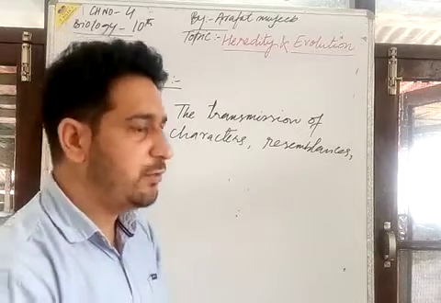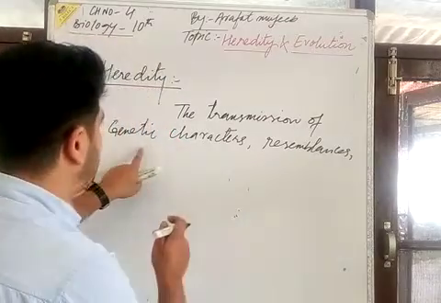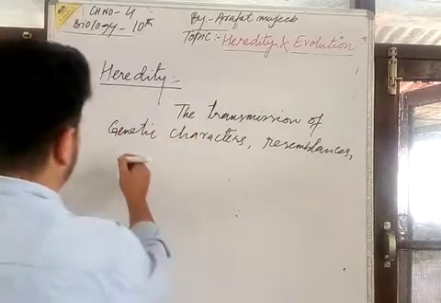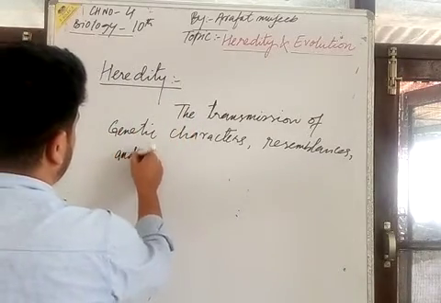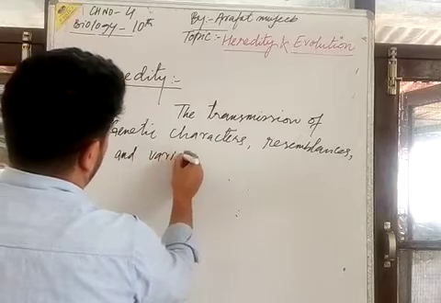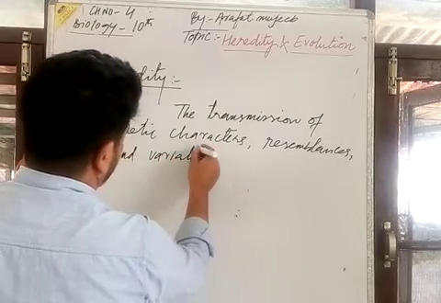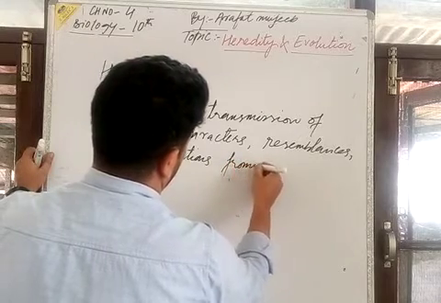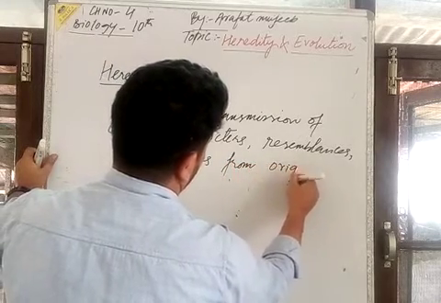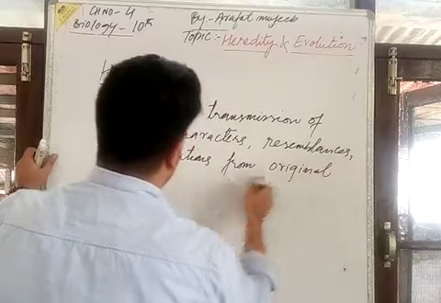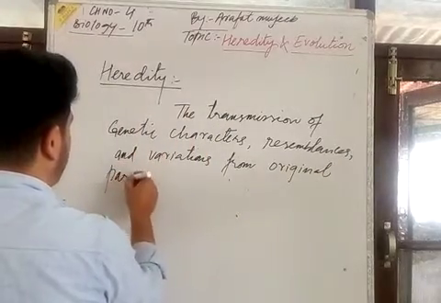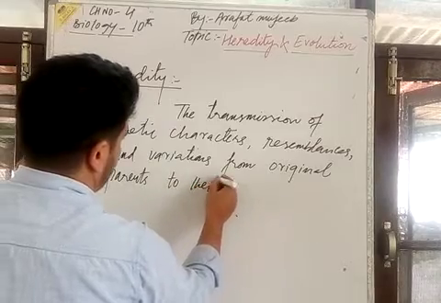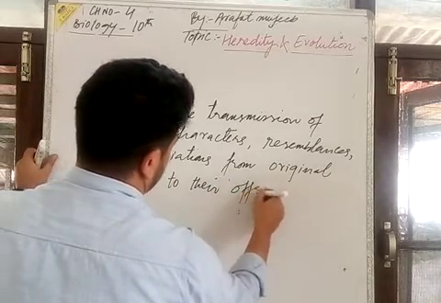Therefore, in heredity we can say there is a transmission of genetic characters, resemblance and variations. Also there is a transmission of variations from the original parents to their offsprings.